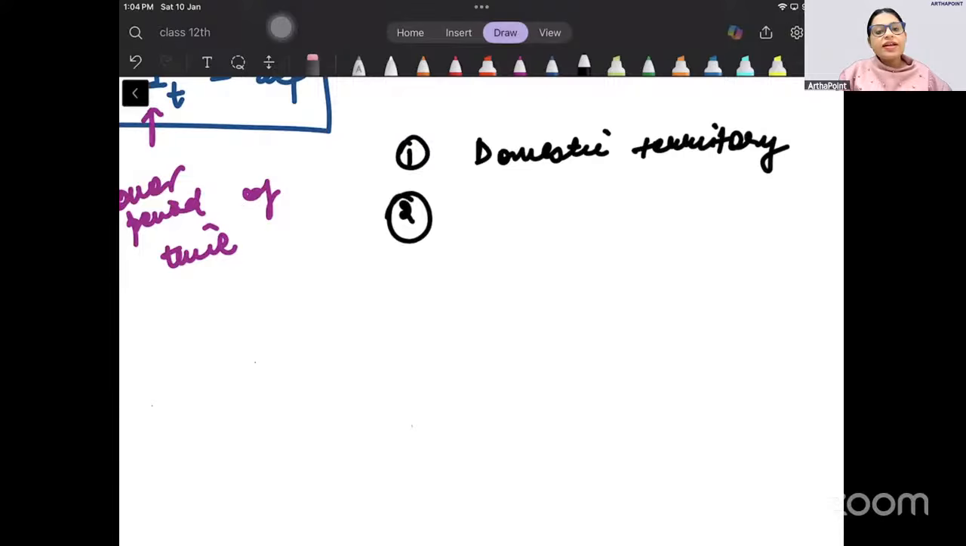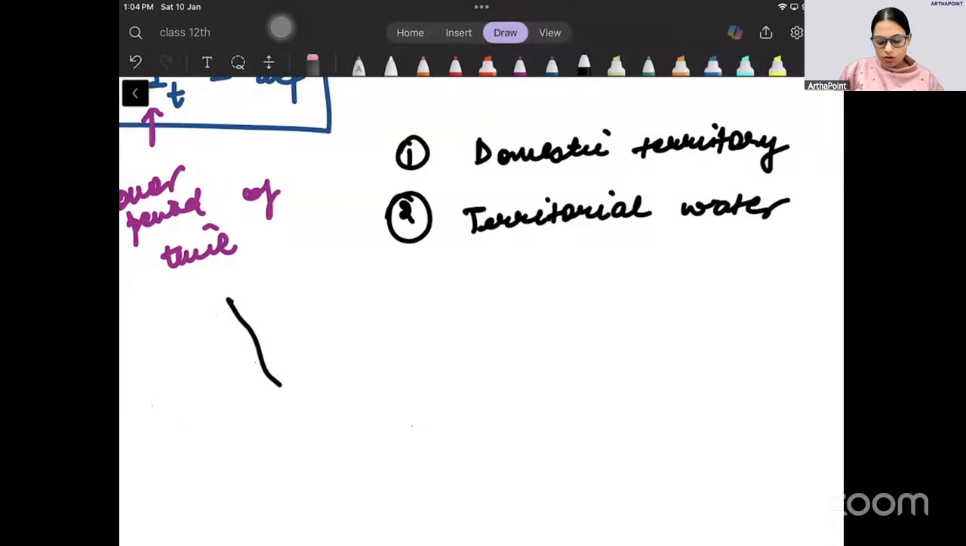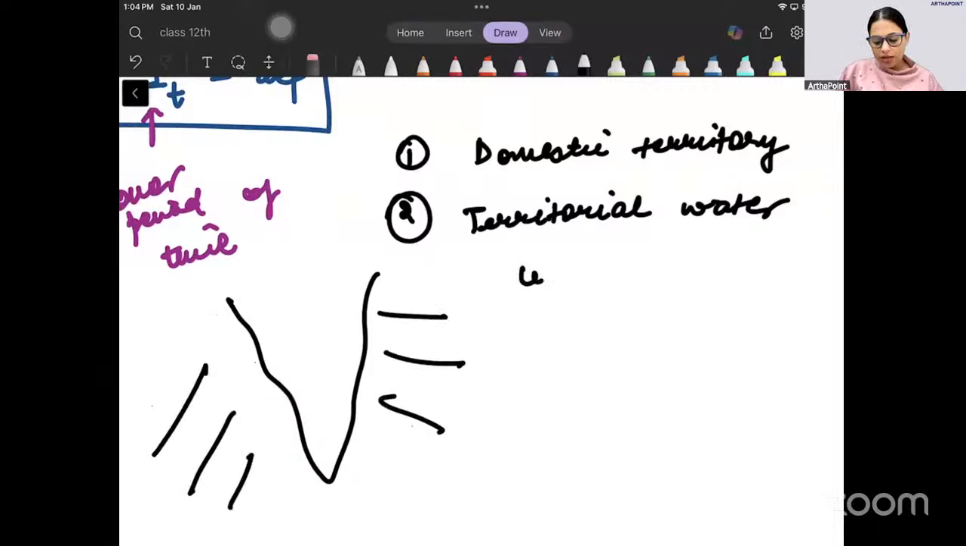Then the second thing that I have is called territorial water. Territorial water is usually up to 12 nautical miles from the coastline. So if this is my India and let's say I have the Arabian Sea and the Indian Ocean, basically what we are saying is that up to 12 nautical miles, usually that's the definition, that also is part of the same country.